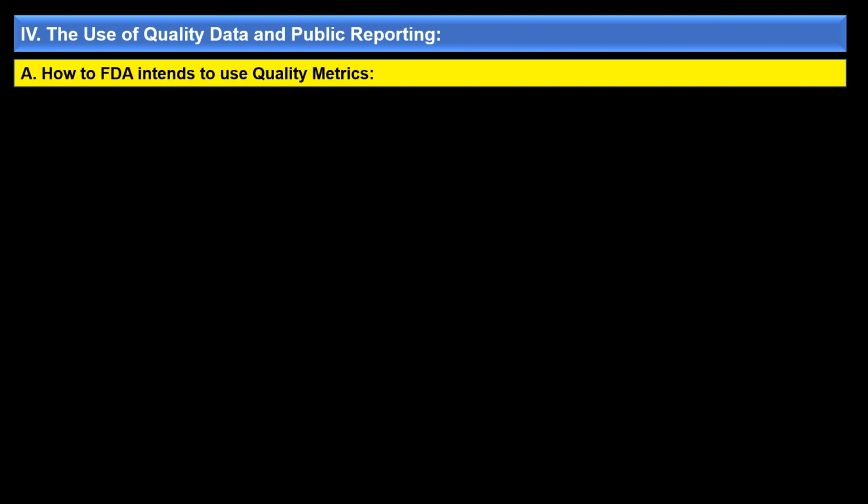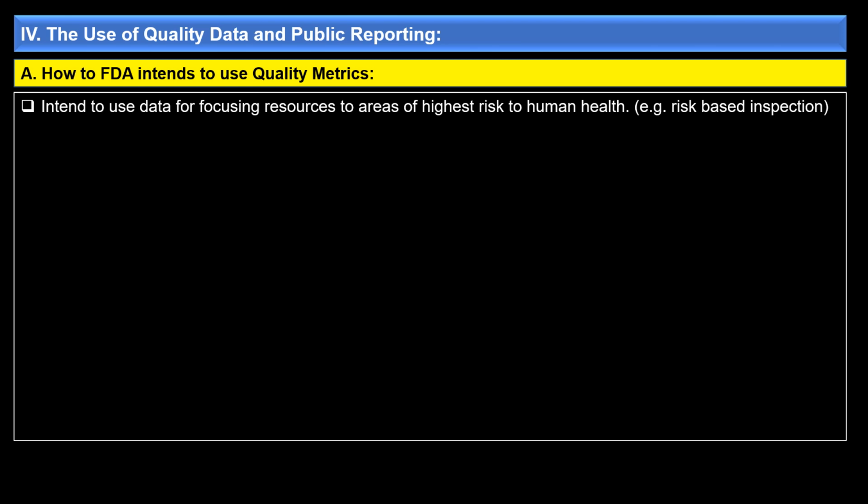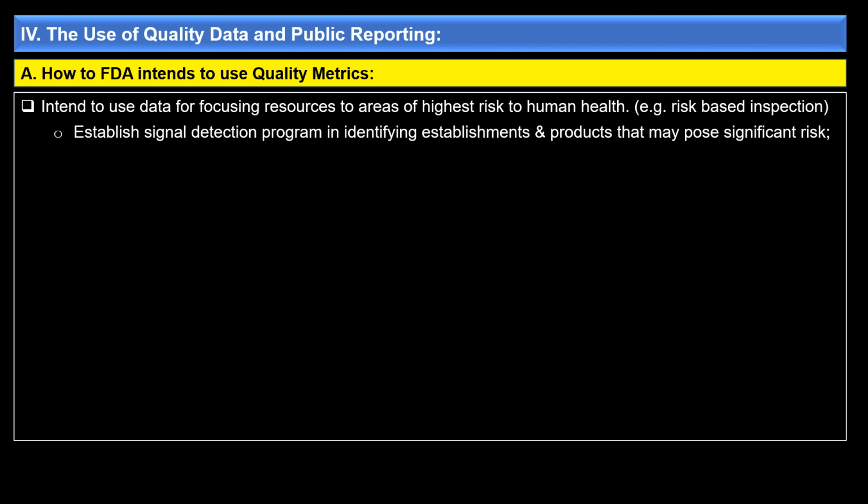Moving to the next part, the use of quality data and public reporting. So, how does FDA intend to use this quality data? FDA intends to use the data for focusing resources onto high-risk areas. They intend to establish a signal detection program in identifying establishments and products which possess a significant risk.